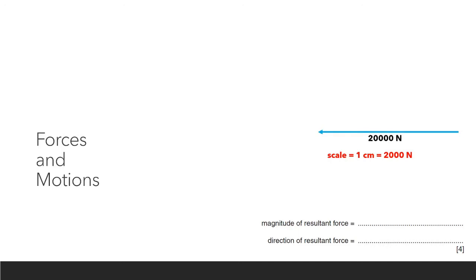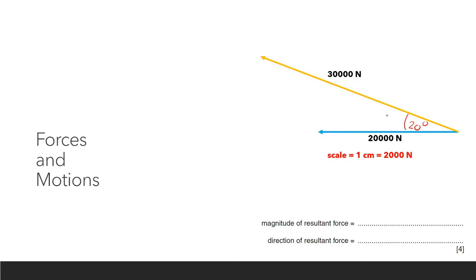First, I draw the 20,000 Newton force. It has to be drawn as 10 centimeter. Next, draw the 30,000 Newton force. Remember, the 30,000 Newton force forms an angle of 20 degrees to the 20,000 Newton force. Make sure you measure the angle using the protractor. The 30,000 Newton force is drawn as 15 centimeter.